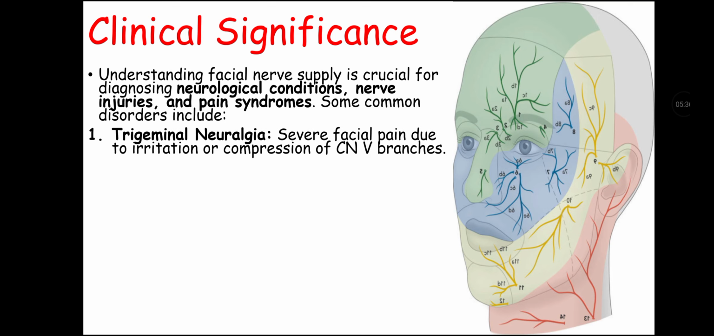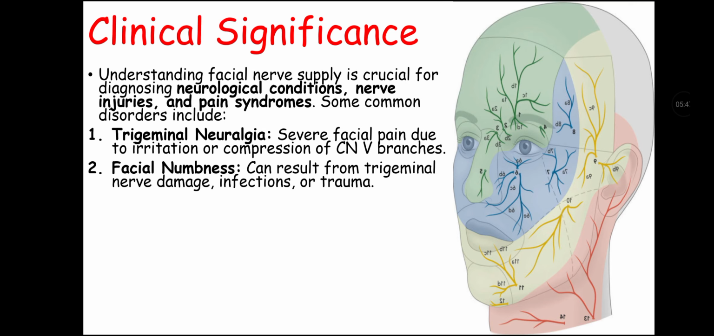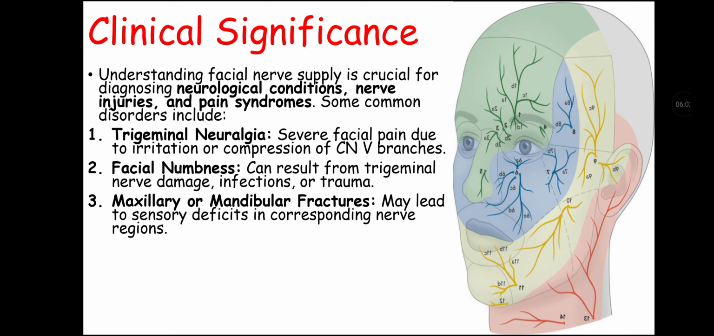Some common disorders include trigeminal neuralgia, that is severe facial pain due to irritation and compression of cranial nerve number 5 branches. Any of the branches may be affected. The second clinical significance is facial numbness that can result from trigeminal nerve damage, infection, or trauma. As the trigeminal nerve is the main supply of facial sensory supply, in case of damage, it can cause facial numbness. There may be a maxillary or mandibular fracture that may lead to sensory deficits in the corresponding nerve regions.